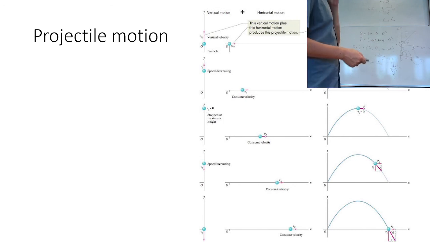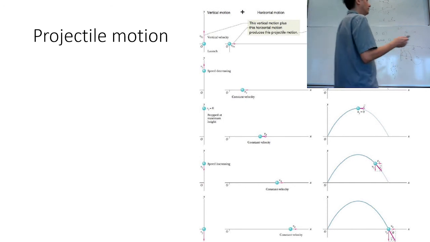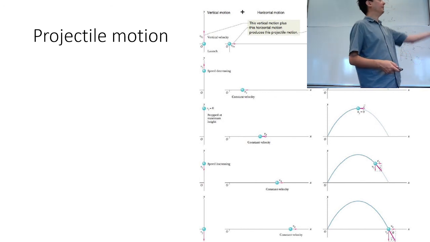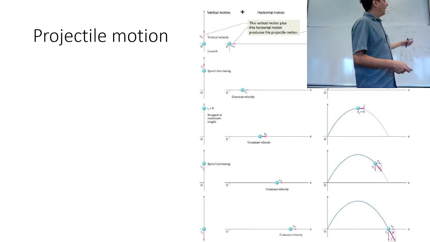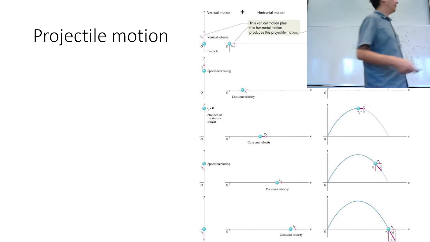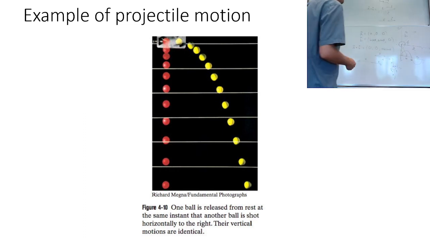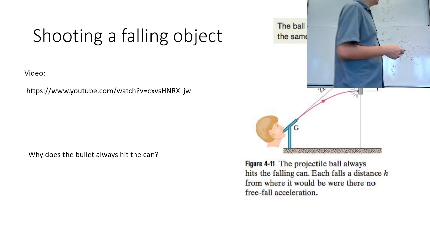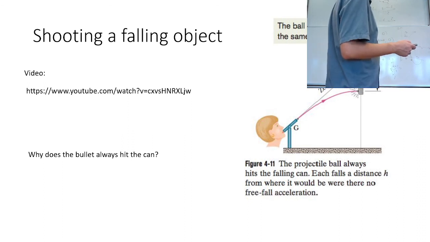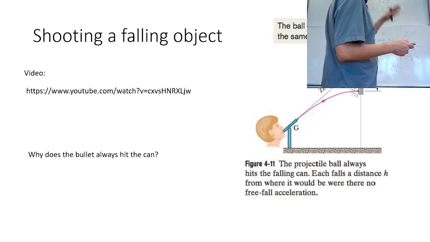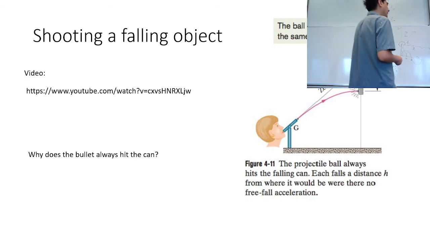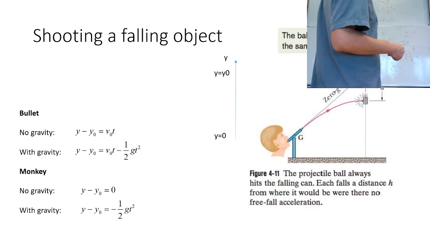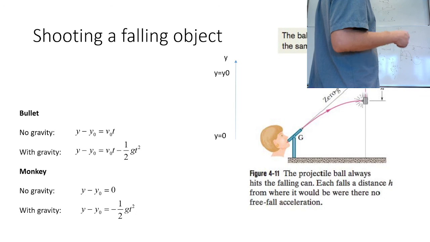So this is just to prove to you that projectile motion is just these two things happening at the same time. It's a combination of something going up and down and something moving across at constant velocity. This is an experiment to show that. This was the case of shooting a can from a gun, and you can show that essentially this is how you can always guarantee that it always has the same position.